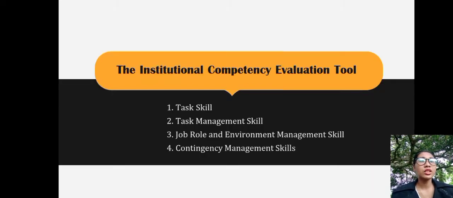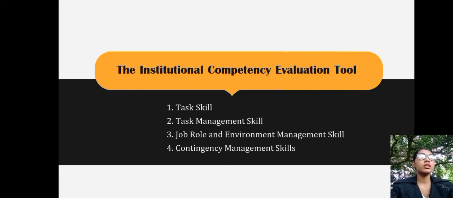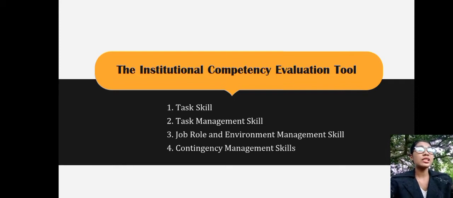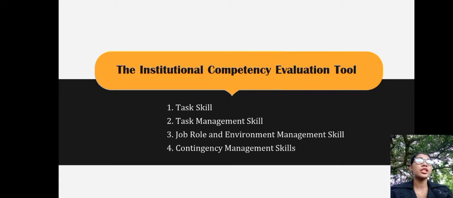Okay, next, the institutional competency evaluation tool. These are the following tools: task skills, task management skills, job role and environment management skills, and contingency management skills. First is the task skills. In task skills, it is performing the task or job to the required standard. Next is the task management skills, where you are able to do more than one thing at a time and manage the work concurrently.